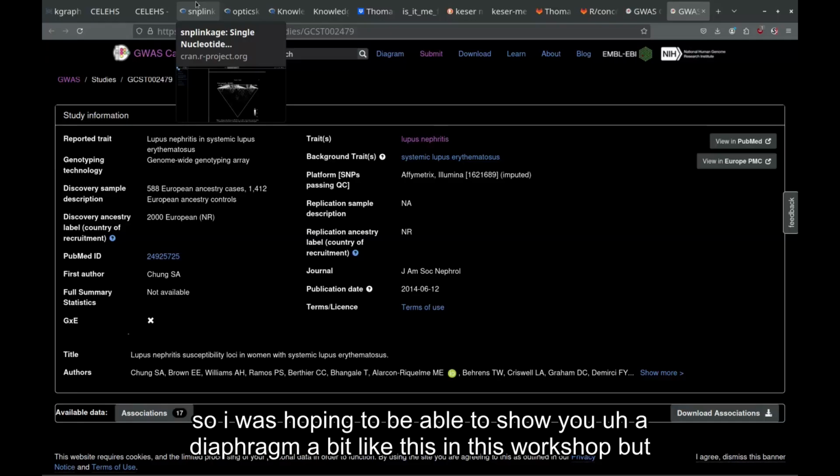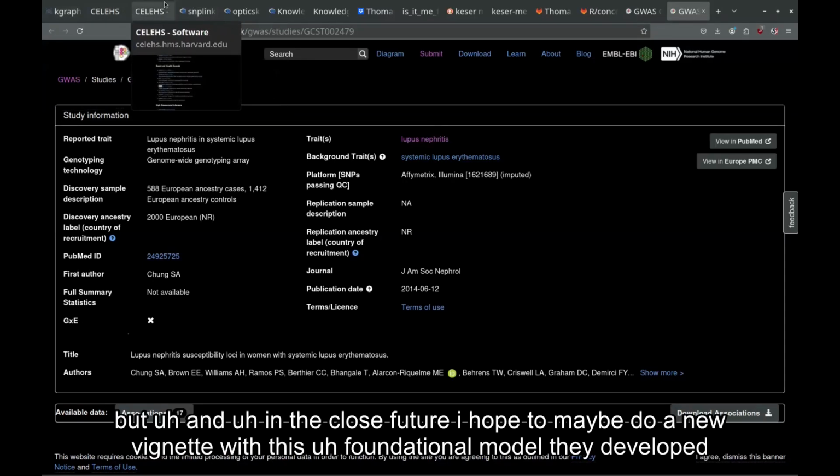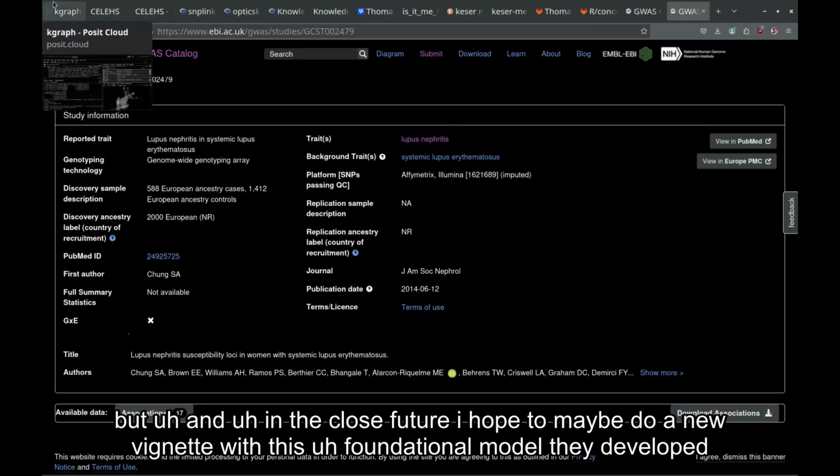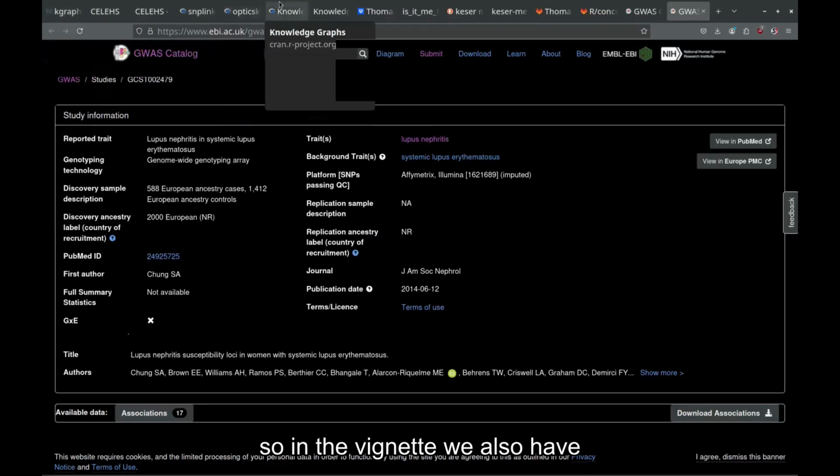I was hoping to be able to show you a data frame like this in this workshop, but I had to focus only on SNP and open access publication data that we'll see in part 2. But in the near future, I hope to do a new vignette with this foundational model they developed. Thank you so much. Appreciate it.